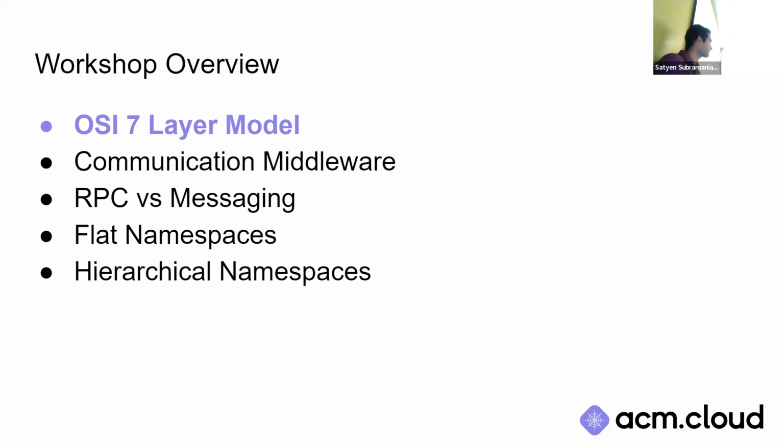All right. So today we're going to be talking about the OSI seven-layer model for network communication, and then getting into communication middleware, and then obviously versus messaging and kind of how that's set up with the distributed system, and then talking a little about namespaces.